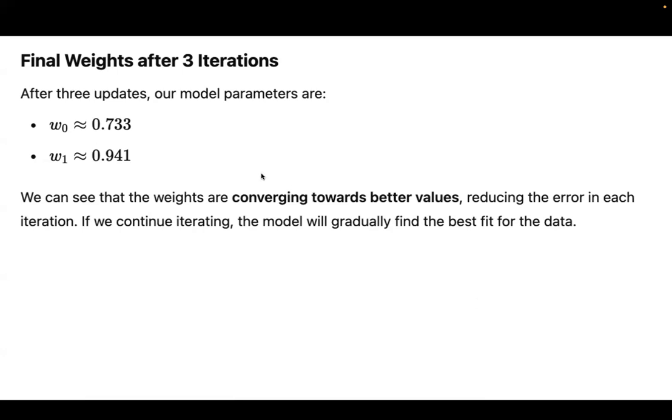This example just shows 3 iterations, but you don't have to stop at 3 iterations. After 3 iterations, the value of W0 is roughly this, which means our bias is this, and our actual weight for our feature X is this. So we are seeing that the weights are converging towards better values. This is what gradient descent is.